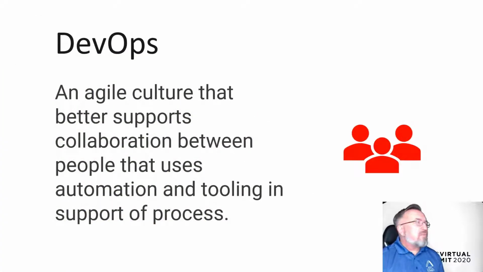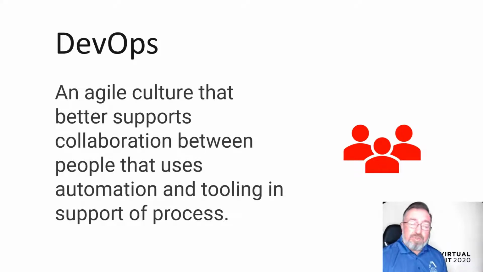Now, the thing is that we don't have to do DevOps. DevOps isn't anything fundamental. There doesn't need to be someone in your company with a DevOps title. DevOps style is enough. And the idea of an agile culture, one that can move quickly, one that responds to change, one that drives change, that better supports collaboration. Hey, yeah, that sounds great. Let's do that. Maybe working together would be a good idea. Between people, using automation and tooling in support of process. Now, that's what DevOps is.